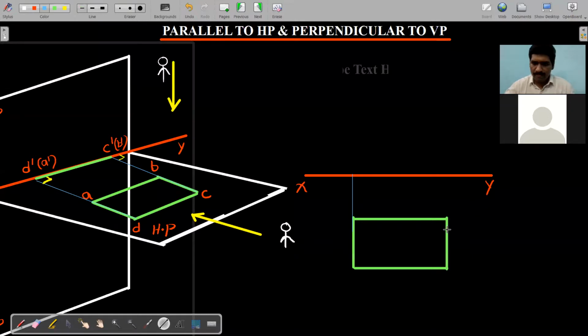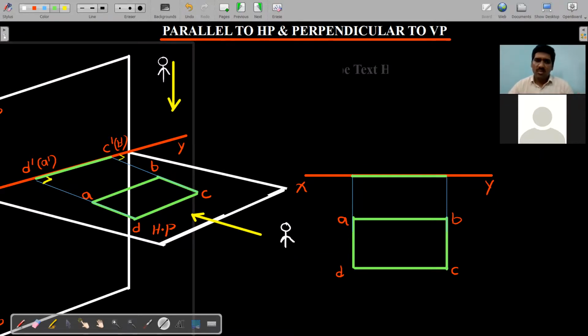1, 2. That's it. Okay, so now marking the points here. Okay, so A, this one is B, C, this one is D. Okay, so what is visible in the front view? Just a straight line is visible in the front view.